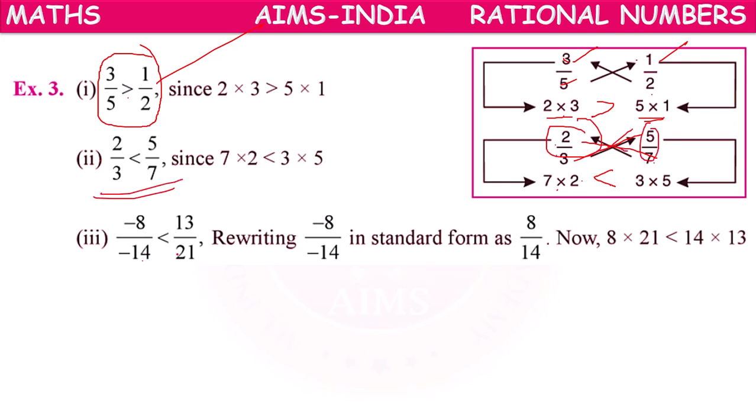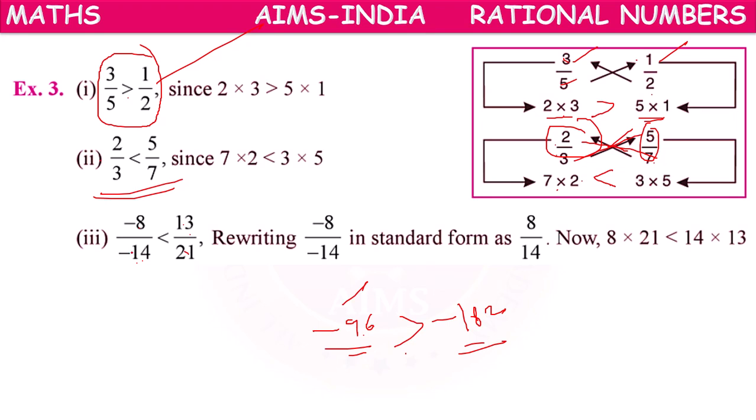Or this rational number: 8 into 21, minus 96. 13 into 14, 13 4 times 52, 182, minus 182. Minus 96, minus 182. In a negative number, the lesser number is greater. This is greater than the second one.